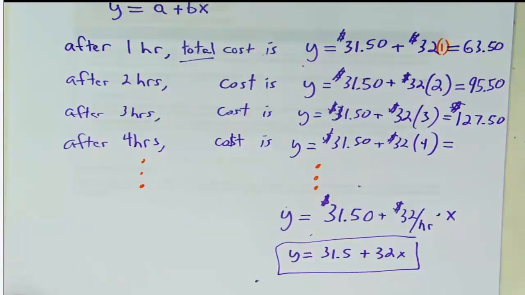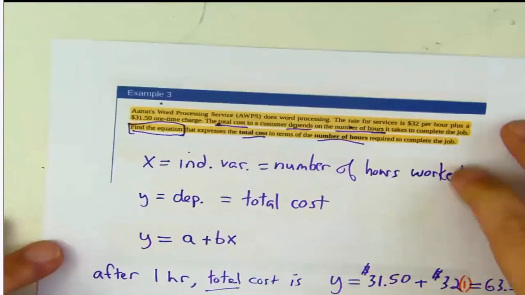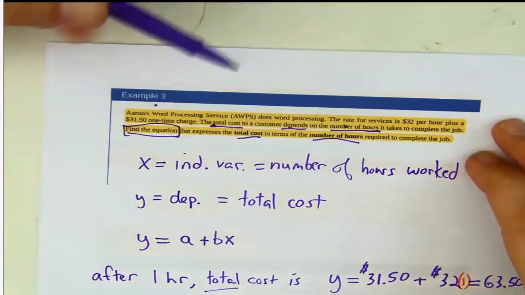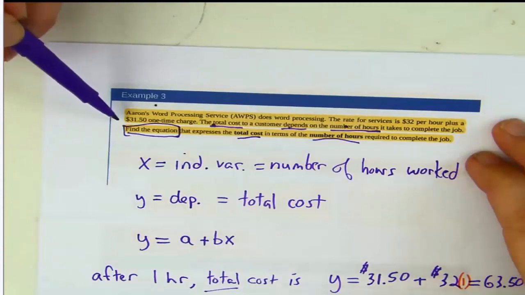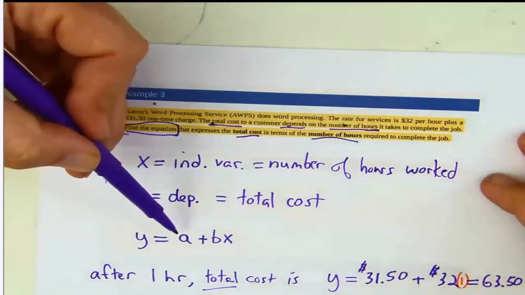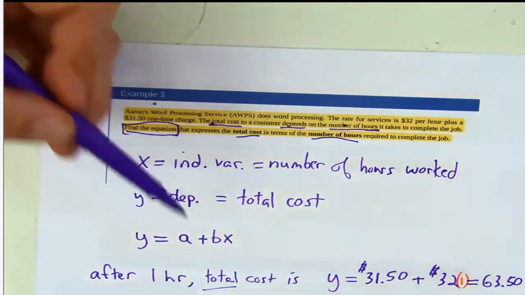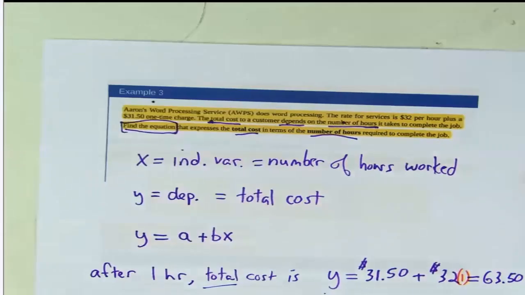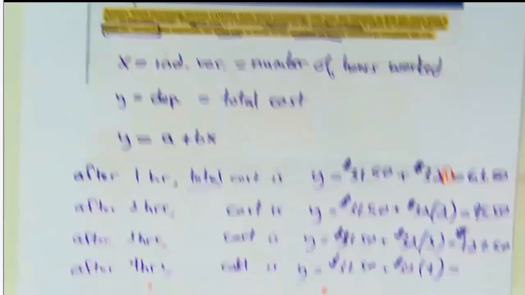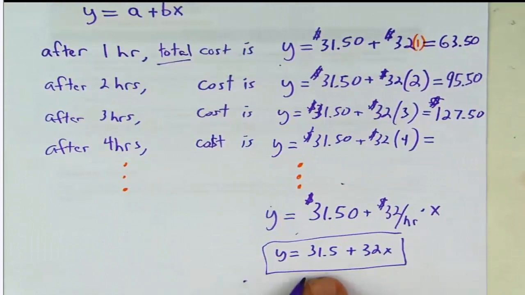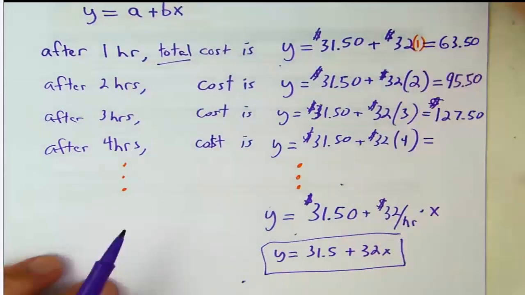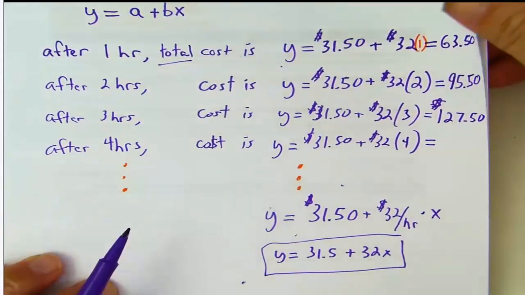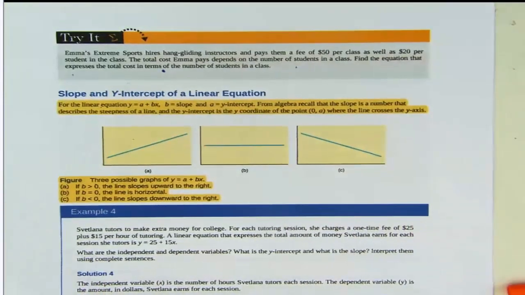So in terms of total cost in this application, you've got a fixed cost, a one-time charge, and that's what your a ends up being, or your constant. And you have a variable cost, which is bx, or $32 per hour, or $32 per x. So the answer we should have gotten here was this. Okay, let's go ahead and move on.